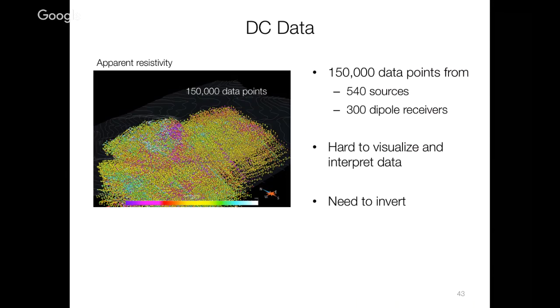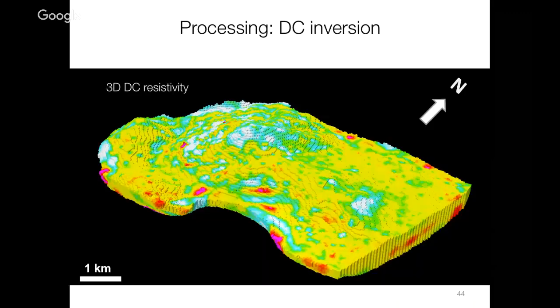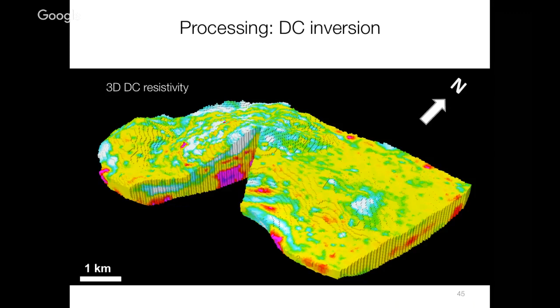So the DC resistivity data, here's your apparent resistivity, 150,000 points. Can't do much with that. You need to invert it. And so you do a 3D DC inversion. Here's your electrical resistivity model. You do a pi slice out of that. You can see there's a conductor.